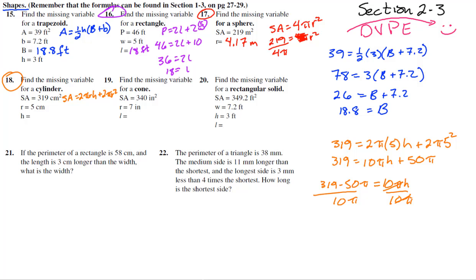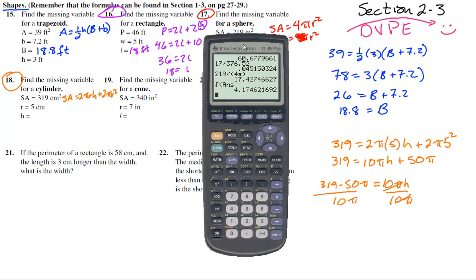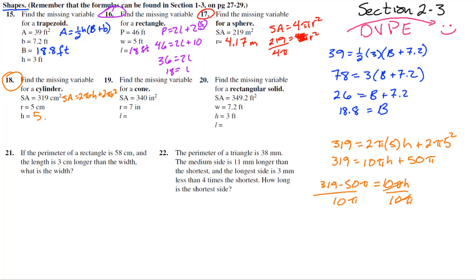So let's pull out our calculator and see if we can get that guy. 319 minus 50 pi, and then divide by, parentheses, 10 pi. And what does that come out to? We get 5.15. And that is centimeters. It's a height. Excellent. All right, next one.